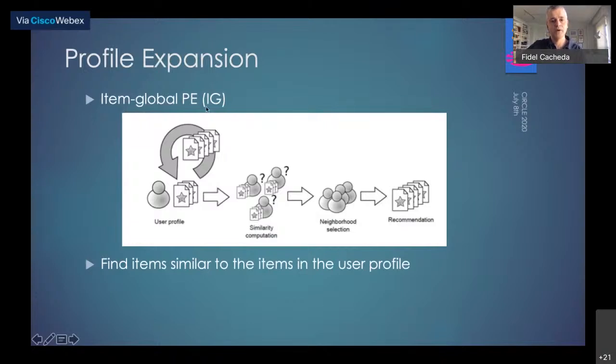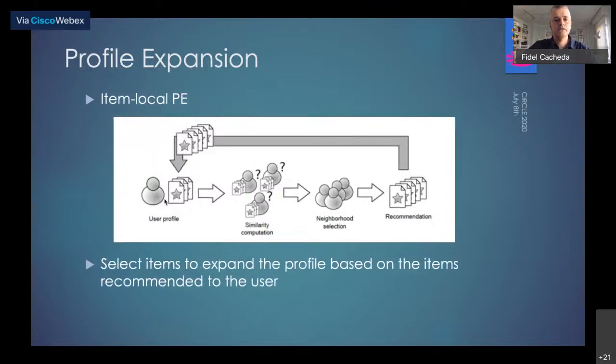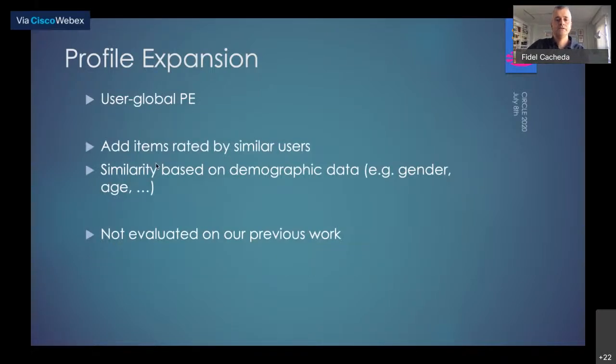First, we have item global. So these are the items that the user has already rated. So we will find similar items, checking whole items on the data set. Okay. Item local, we will reach this final point somehow. Okay, so we'll reach this recommendation, and then we will enrich the user profile using some of the items from the recommendation. Okay. User global, as I said before, we are not evaluating it.